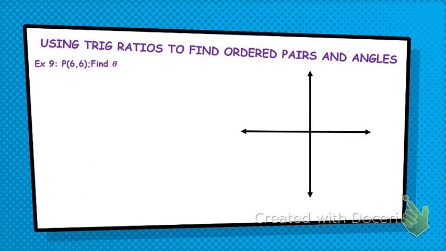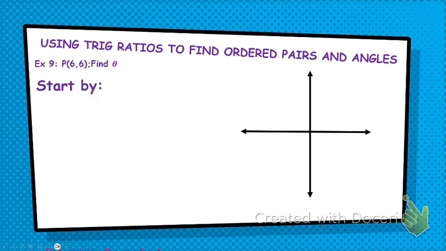All right, here we're given a point. We want to find angle theta. Let's figure out what quadrant we would be in. If I had you plot this point, we would go over 1, 2, 3, 4, 5, 6. 1, 2, 3, 4, 5, 6, and we'd have a point right there, somewhere around there. So that's in quadrant 1.